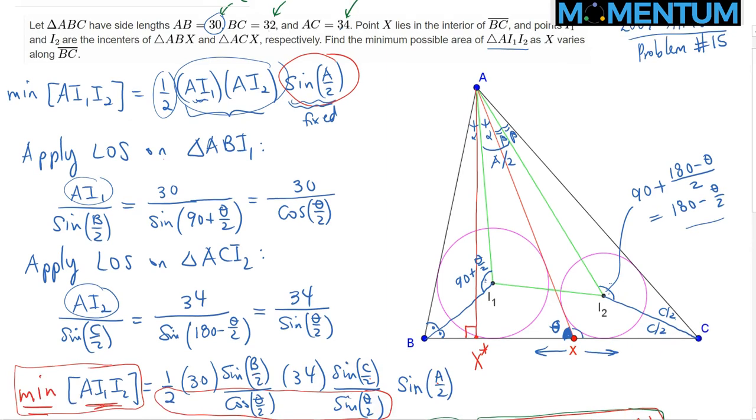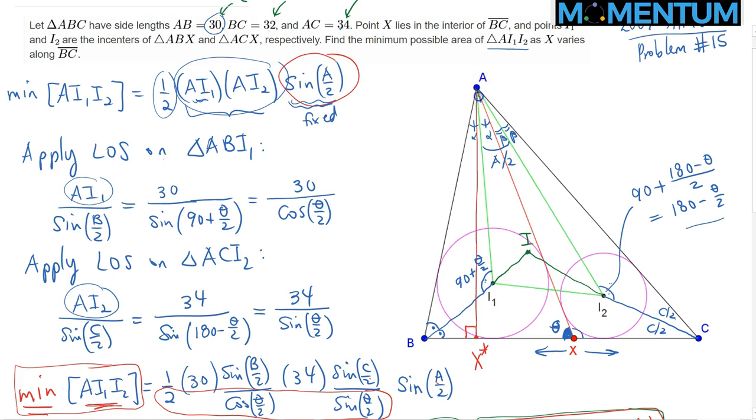One of the other solutions that impressed me on the AoPS forums was from a user named Canton Matt, and his idea was pretty cool too. What he did is he extended this line BI1 and CI2, and he observed that because of the homothety involved between the incenter of triangle ABC and these two incenters of ABX, BI1I is collinear, and CI2I is also collinear.